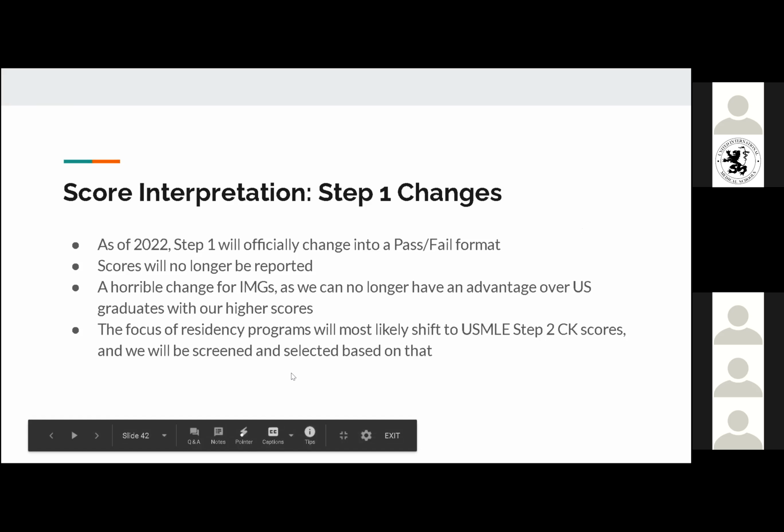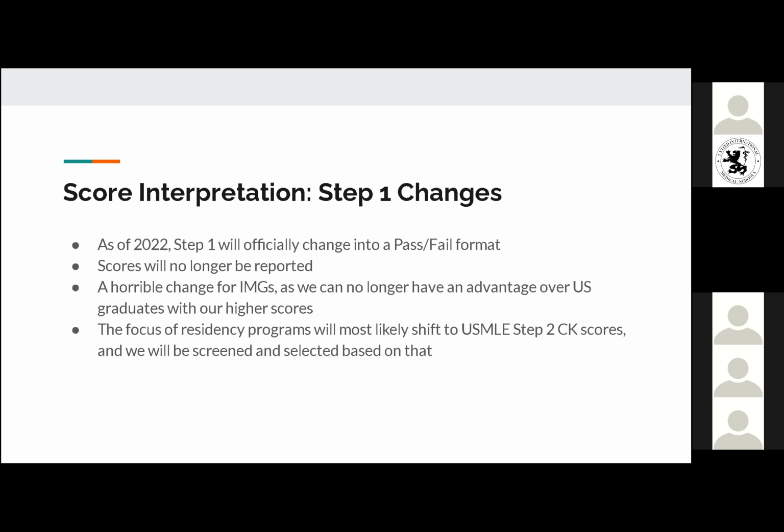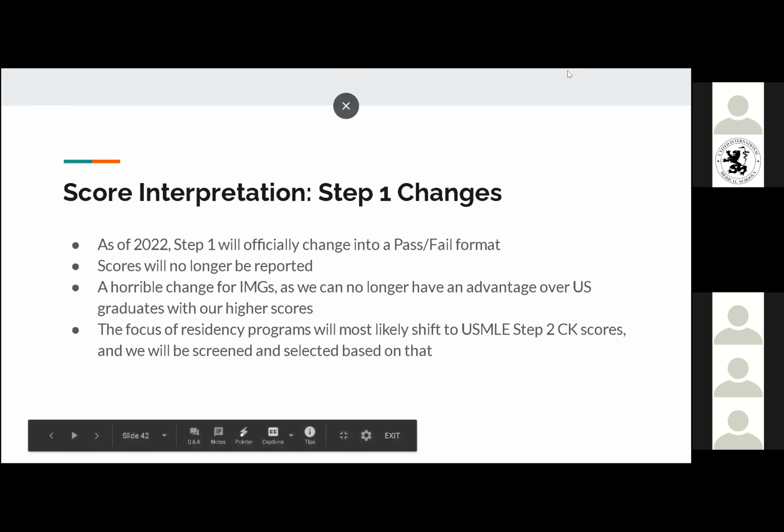Also, what's likely going to happen is that the focus of the residency programs will shift from the USMLE Step 1 score to the USMLE Step 2 CK scores. So we will probably be screened based on our Step 2 CK scores. I don't know if this is a good thing or a bad thing. It depends on your scores, but this is probably what's going to happen. So I don't think they really achieved anything by changing it to the pass-fail format.